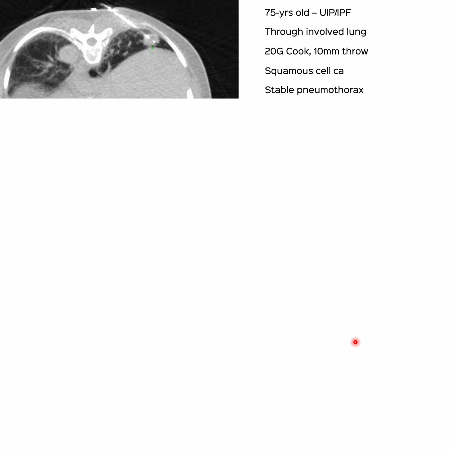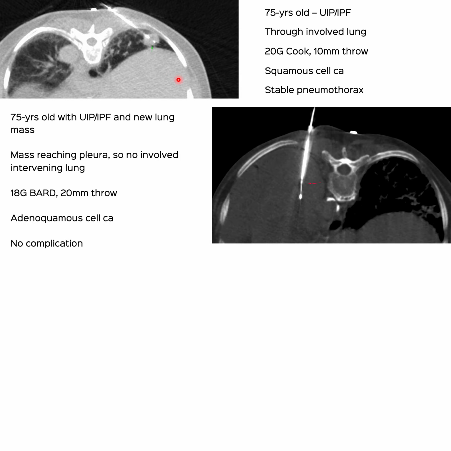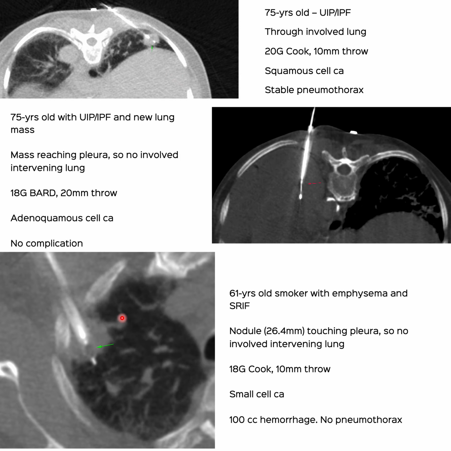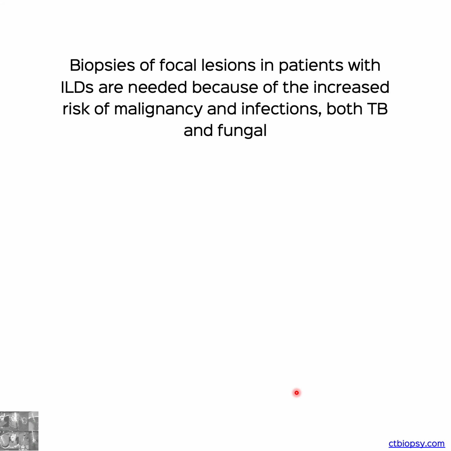And here are some other examples. Another patient with IPF went through involved lung. There was a 10 cc stable pneumothorax. And in these two patients, the lesion reaches the pleura, so there was no involved lung in between, and in both of them there was no pneumothorax as expected.